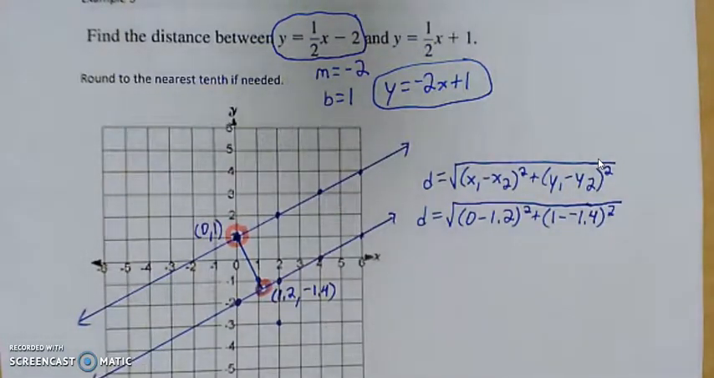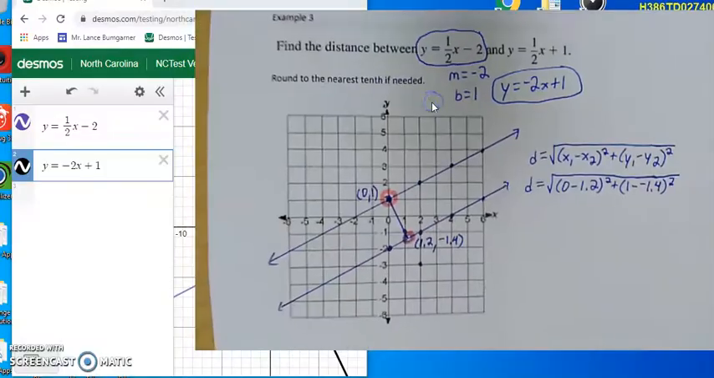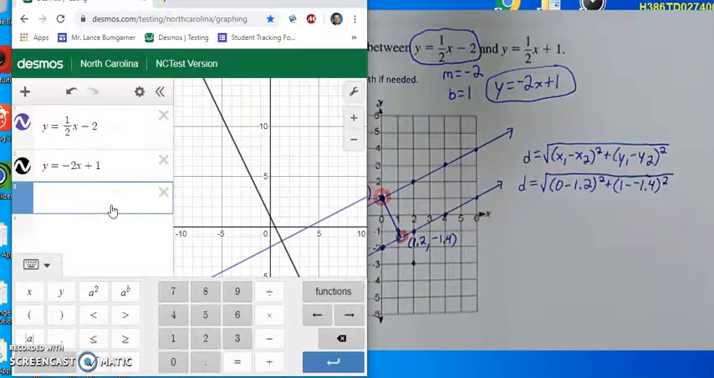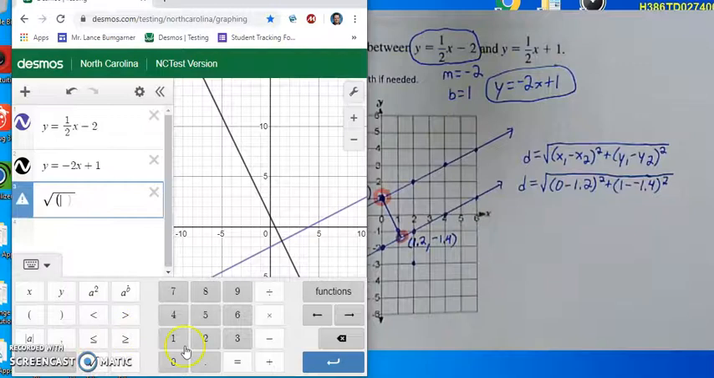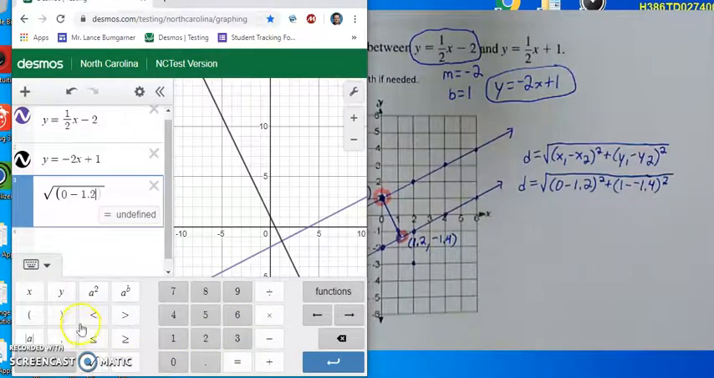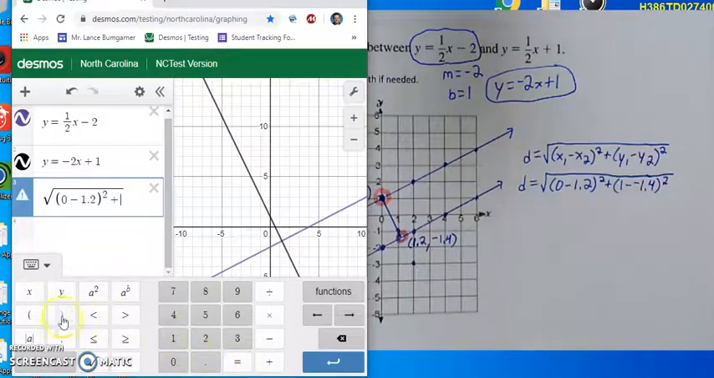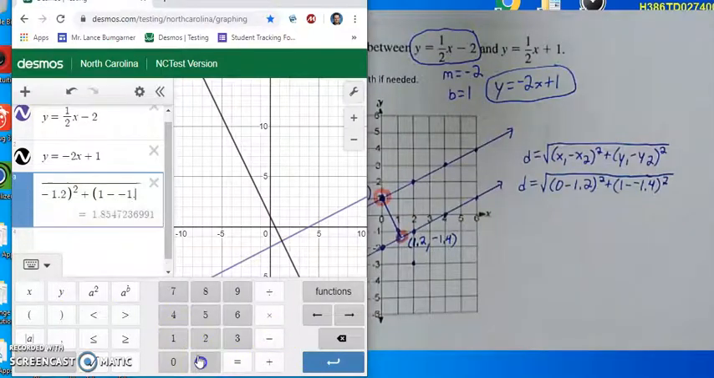Now that I've done all this work, I can actually go back into my Desmos calculator and type in that expression to see what my answer is to the nearest tenth. So square root of 0 minus 1.2 squared. You can see I put parentheses around it like I should, plus 1 minus -1.4 in parentheses, squared, and I'd get 2.7 to the nearest tenth.